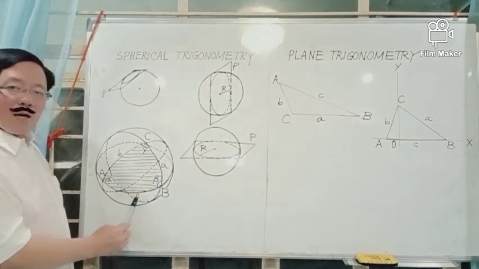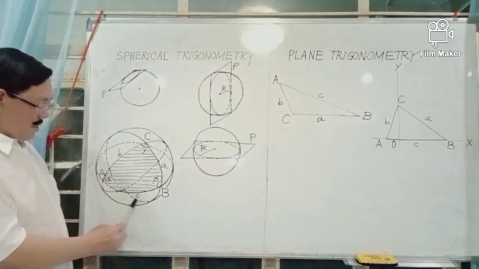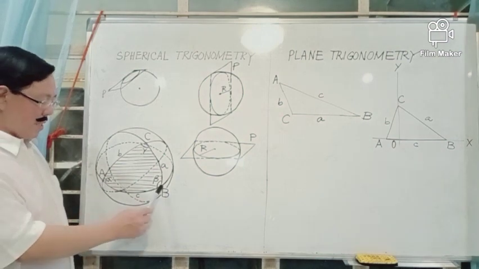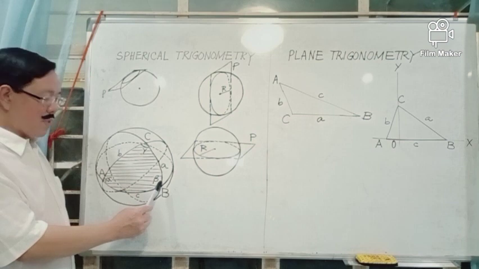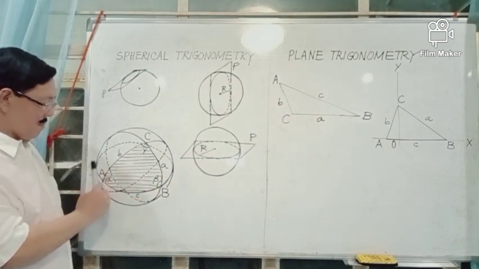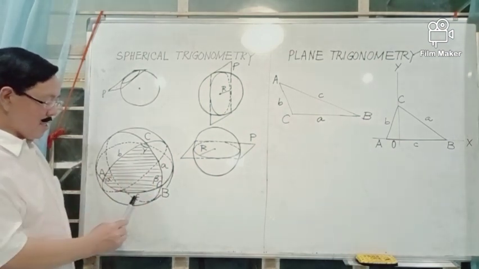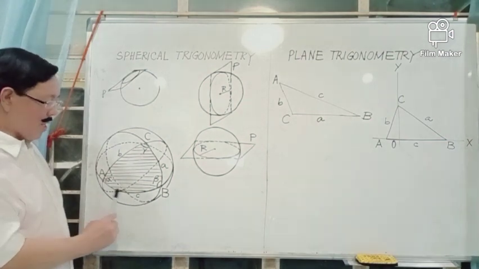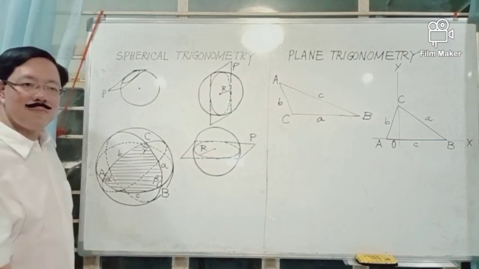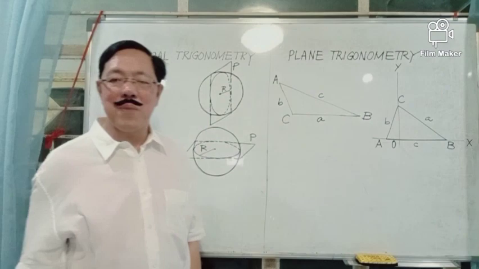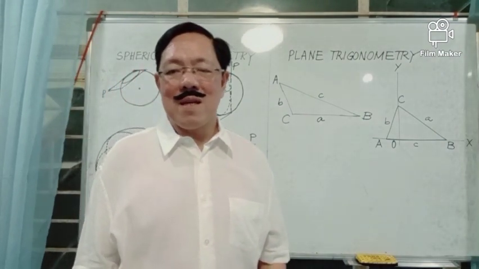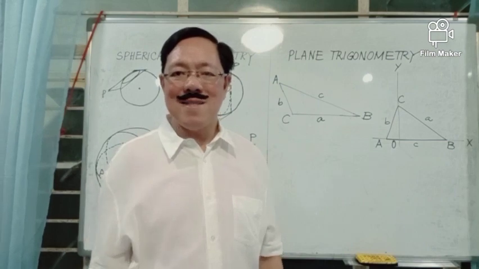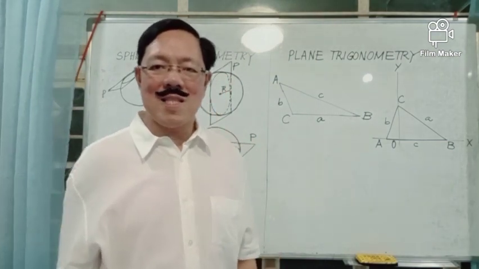And this third side, small c, through the vertices A and B, is also a part of this great circle, and it is an arc of this great circle. So those are the basic differences and similarities between the triangles on a plane and triangles on a sphere.